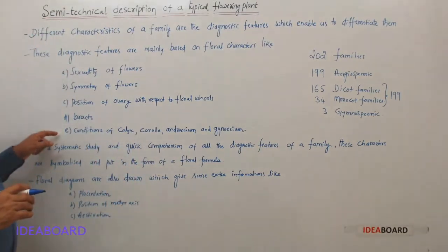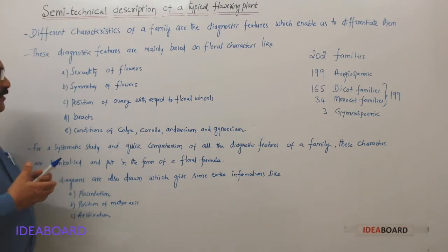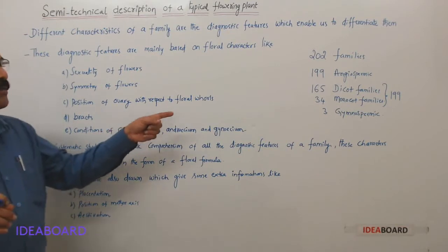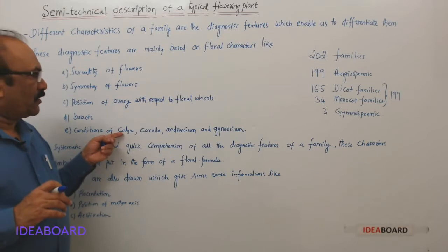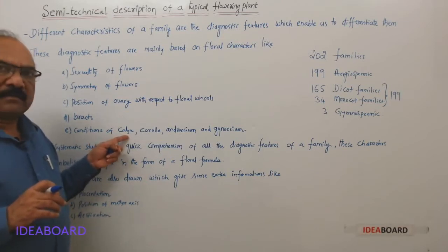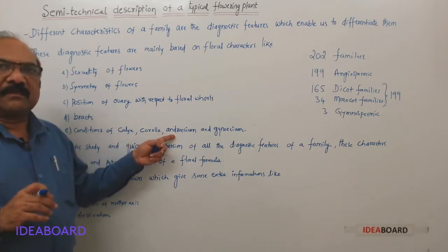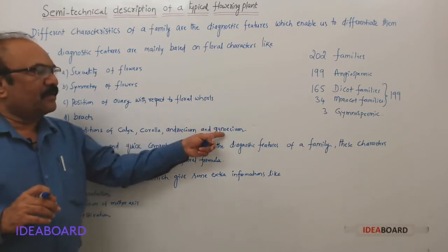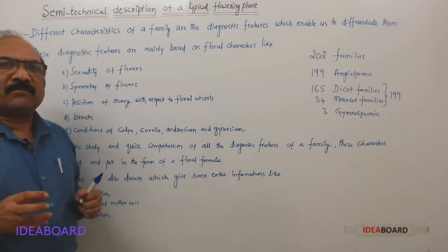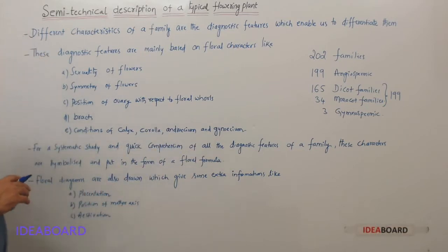And next, we will consider characters like calyx, corolla, androecium, and gynoecium. Calyx is the collective name for the sepals, and corolla is the collective name for the petals. Androecium is the male sex organ composed of stamens, and gynoecium is the female sex organ composed of carpels. Okay, I hope you're understanding.